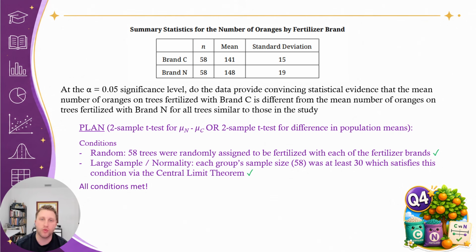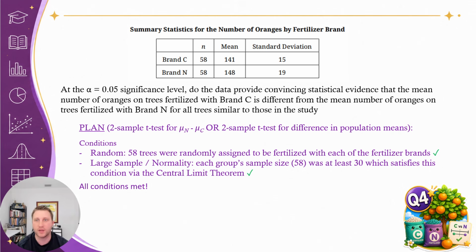Then we move on to our plan step, where I am naming the inference procedure, again, a 2-sample t-test for the difference of means. And I'm checking my conditions. In this case, there's 2 conditions I have to check because it's an experiment. I need to check that there was random assignment, and there was. 58 trees were randomly assigned to each of the 2 fertilizer types. And I have to check a large sample or a normality condition. In this case, both treatment groups were of 58 trees, which is at least 30, which satisfies the central limit theorem. You did not have to check independence.